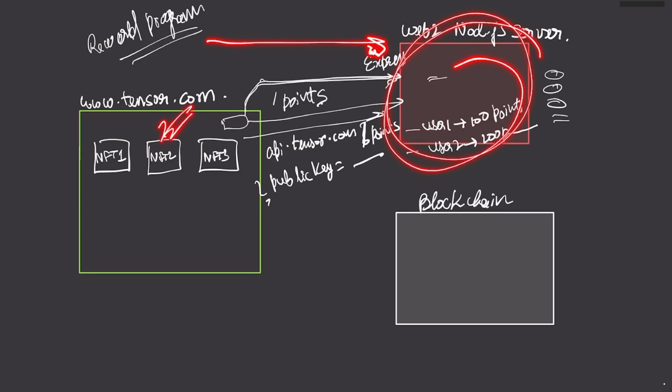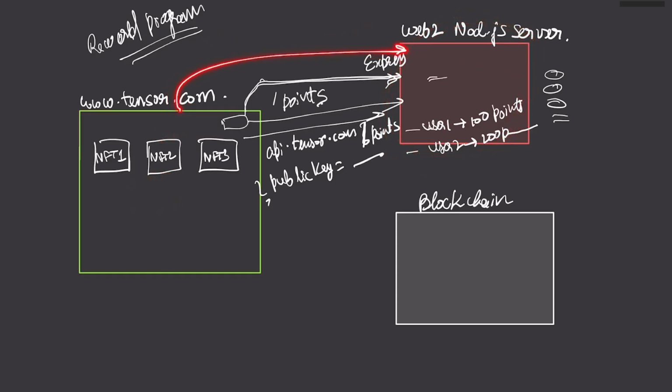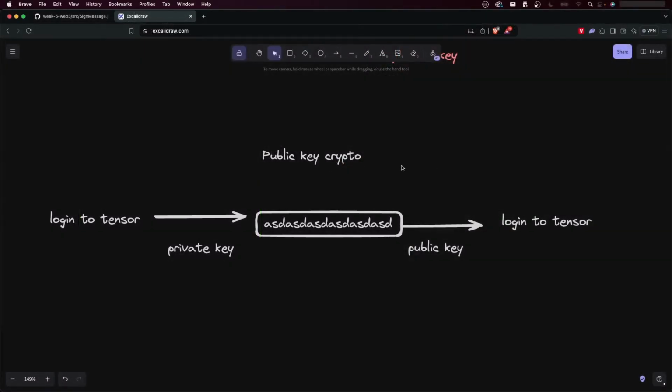So we can just ask them, whenever you are sending this request, also sign a message so that we know that you are the person who is sending this key. So whenever someone is sending a request to get the balance of a specific public key, they also need to send across a signature saying, hey, this specific public key is indeed owned by me. And this is exactly what happens when you go to Tensor.